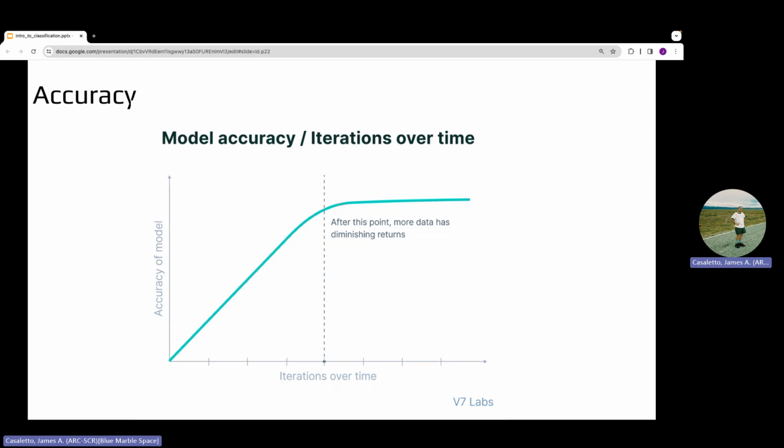Another reason to stop training a model is when you've reached a certain predefined number of iterations and the accuracy is no longer improving. So we call these stop conditions for when to stop training.